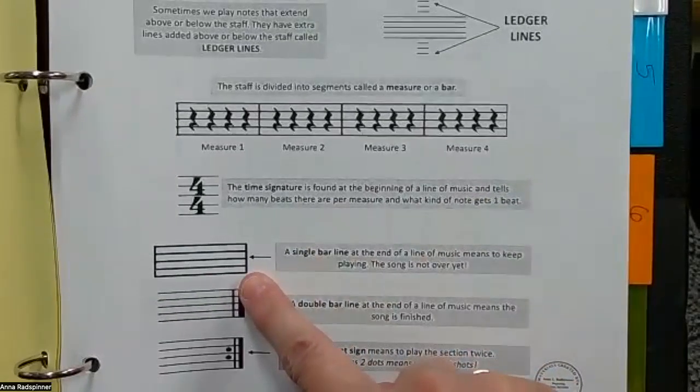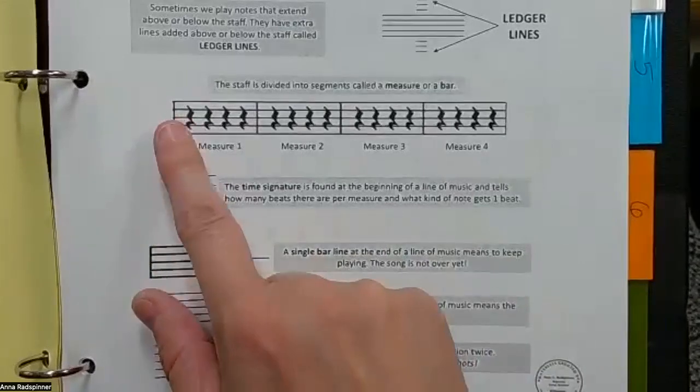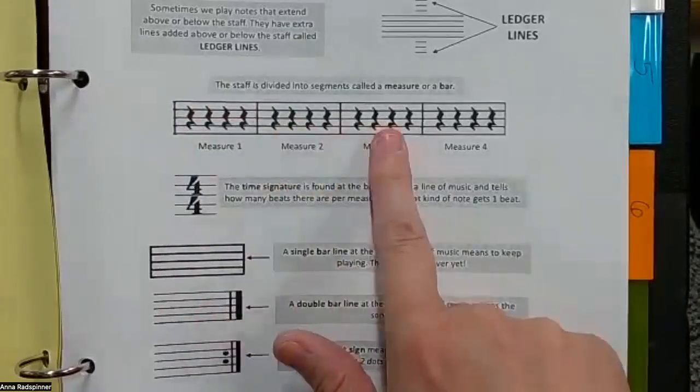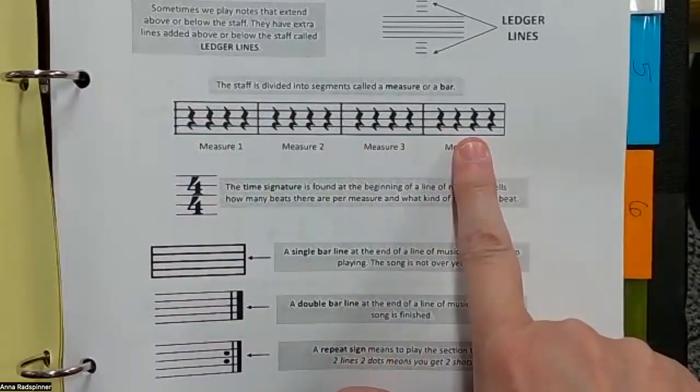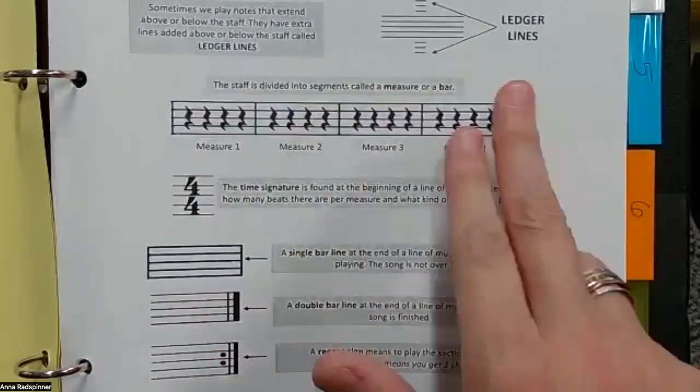This is a bar line. Now, we've got measure 1, measure 2, measure 3, and measure 4. That's how it's all split up.